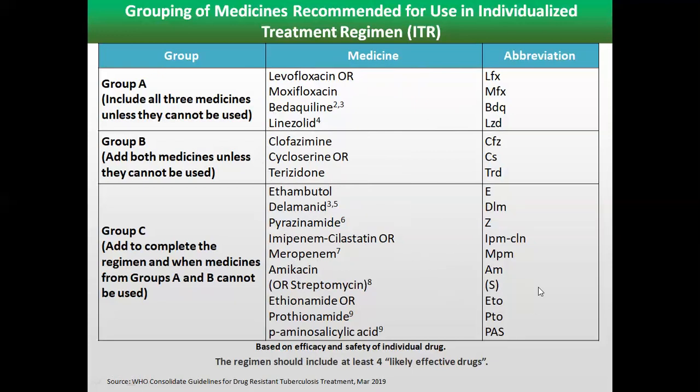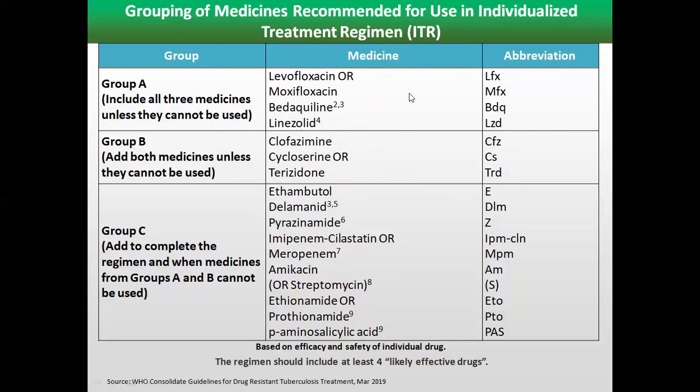Okay? Sige. So, ang principle lang naman dito is yung ITR, yung individualized treatment regimen, should include, anong sabi kanina, at least 4 to 5, or the least siguro 4, pinaka-minimum, likely effective drugs. So, ang idea dyan is we use or we exhaust medicines under Group A muna, and then we only proceed with Group B and Group C if may drug dito sa Group A na hindi pwede sa patient.